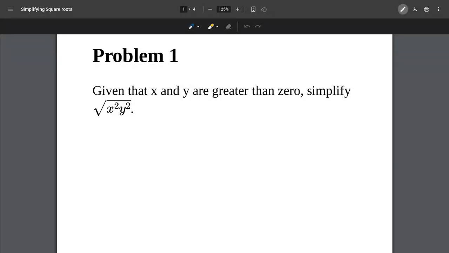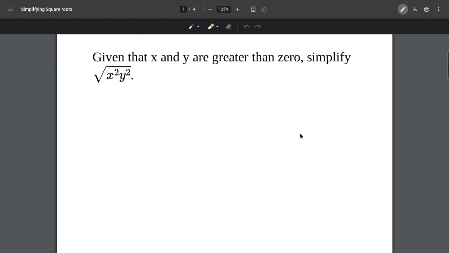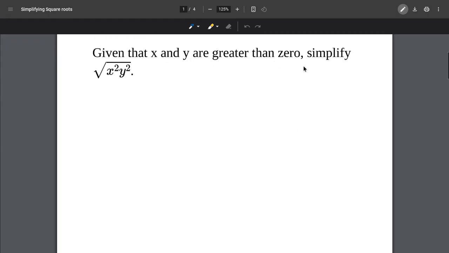In this video we are going to simplify square roots. So let's start with problem 1 here. It said, given that x and y are greater than 0, simplify the square root of x squared y squared.